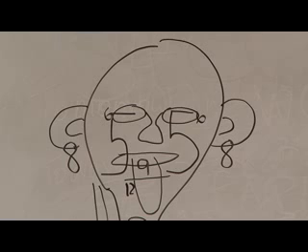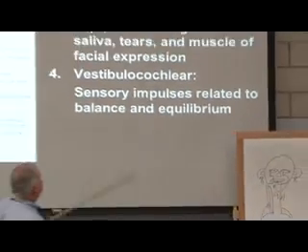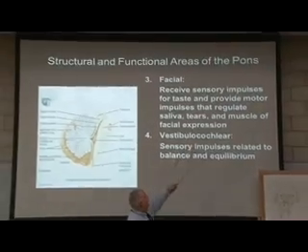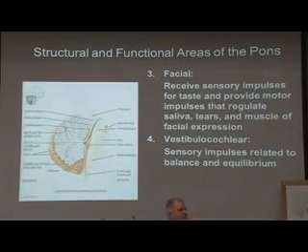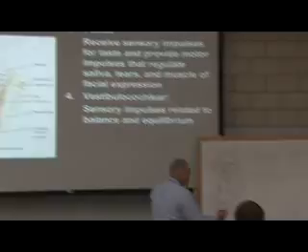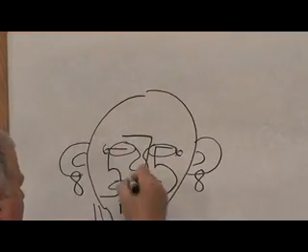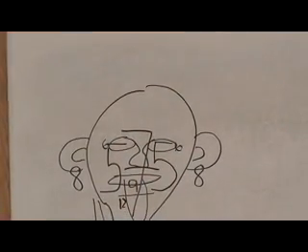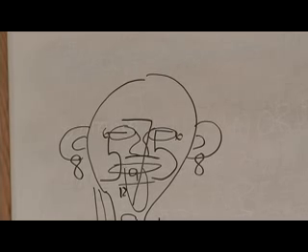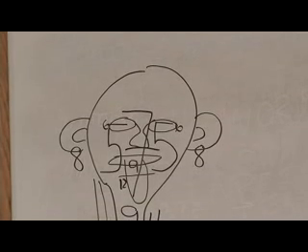So facial. So where's your face? All of this stuff, right? So your facial nerve does saliva, tears, all those muscles of facial expression. So the facial was nerve what? 7. So 7 also has to do with the face. Some guys getting a little crowded there.